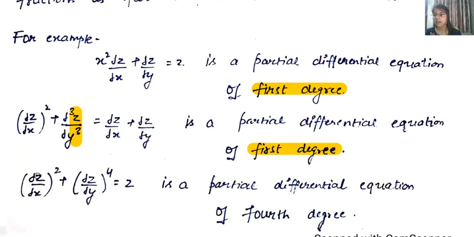Next example, this is partial differential equation in independent variables x and y. Here we have first order derivative present, and here we have second order, again first order derivative. The power of this derivative is 2 and the power of this first order derivative is 4. So highest order power is 4. So this is partial differential equation of 4 degree.